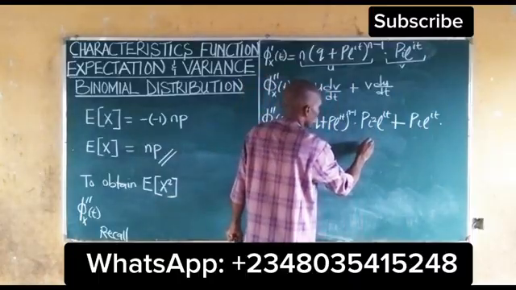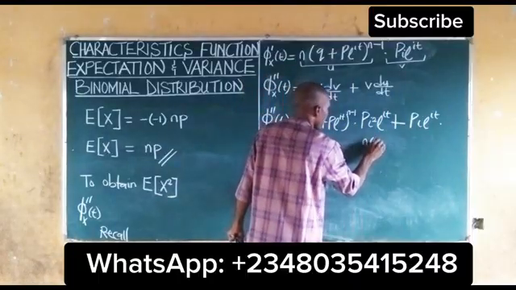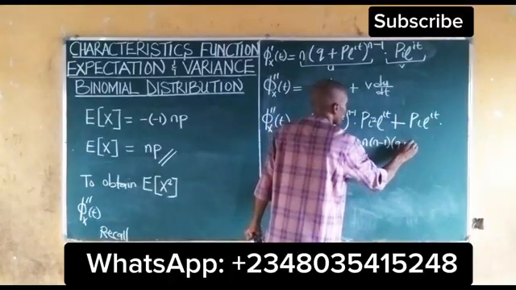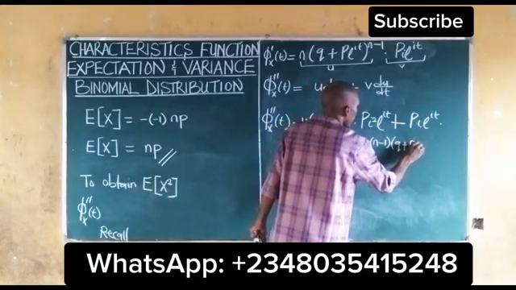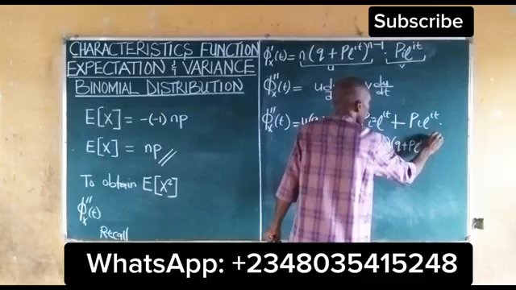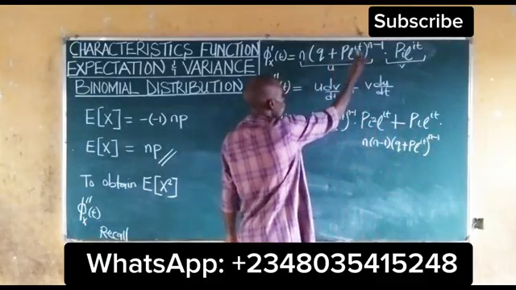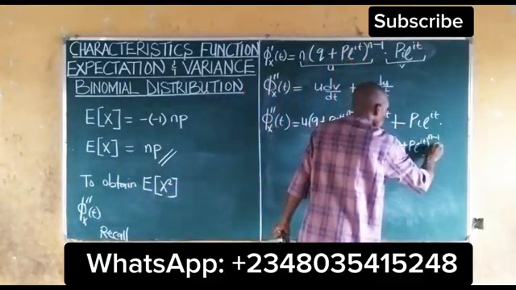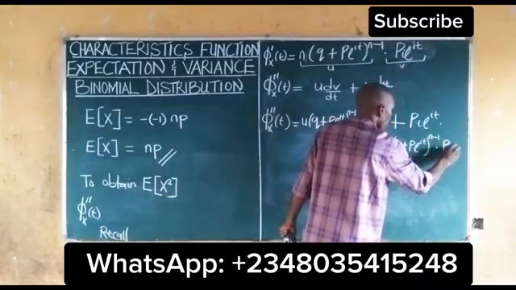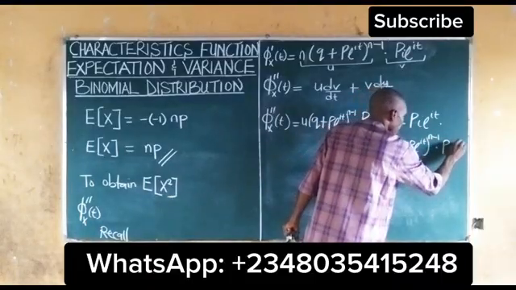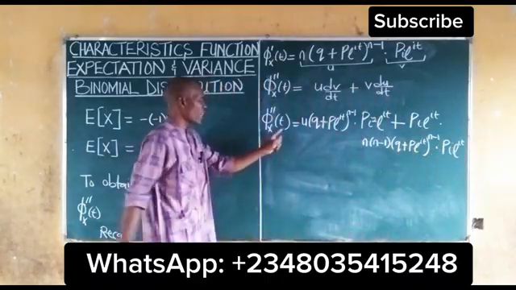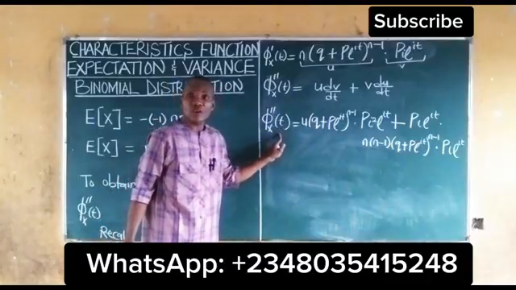We can write it here to give us n multiplied by n minus 1 into (q + pe^{it}) raised to the power of n minus 2. As we are differentiating this, we also differentiate the function inside, which is multiplied by p, then we have i exponential it. That means the characteristic function. So we have succeeded in differentiating this the second time.